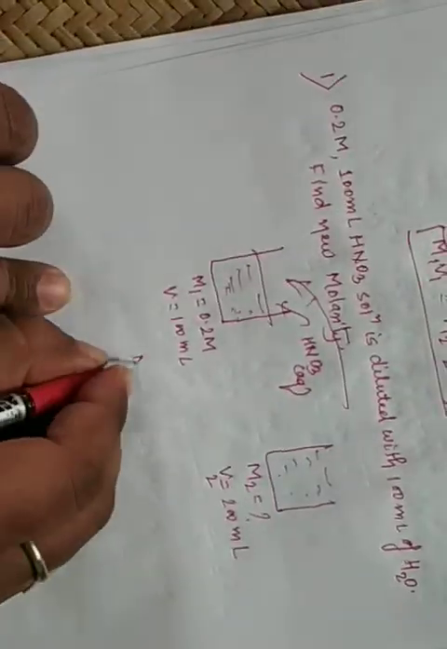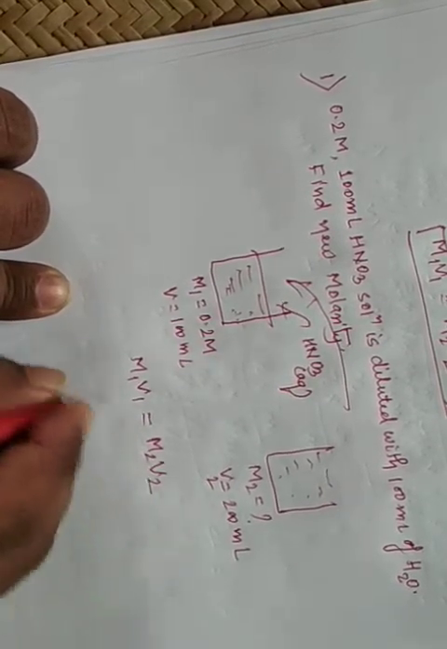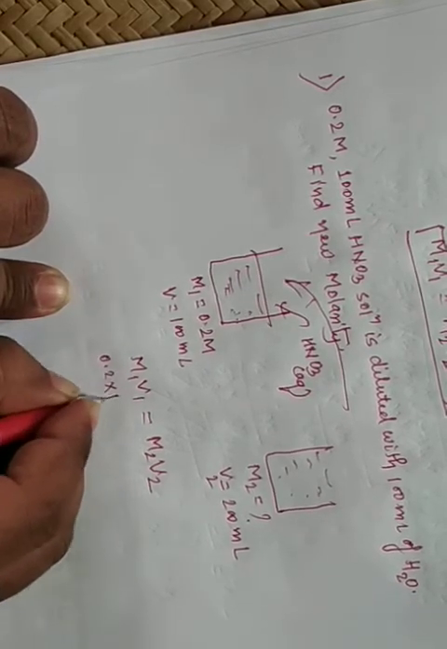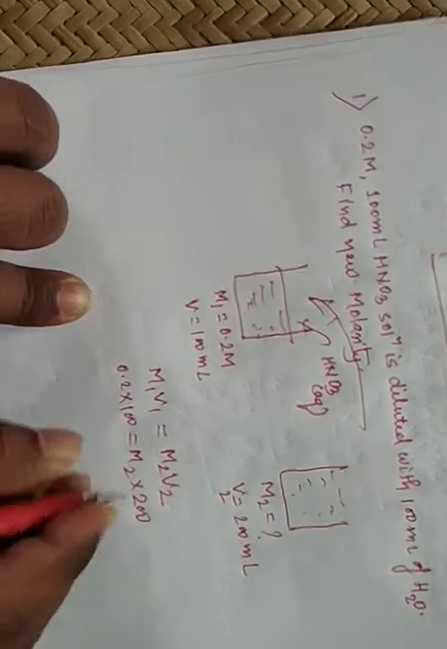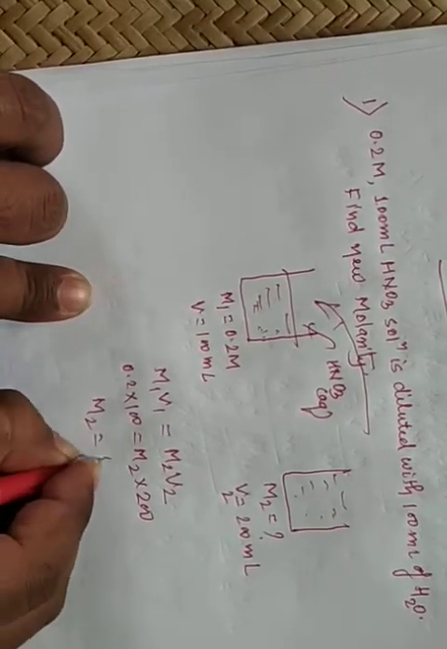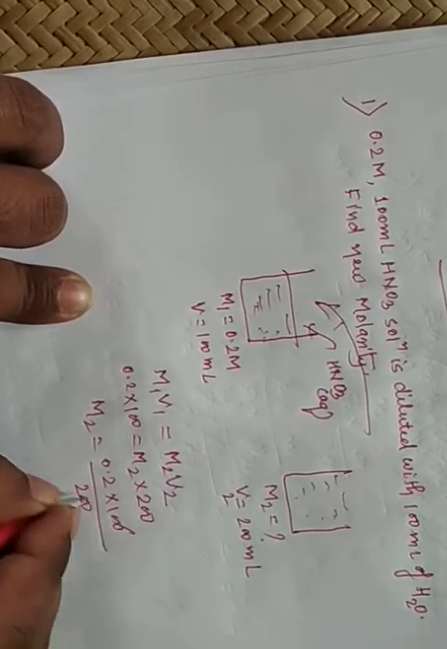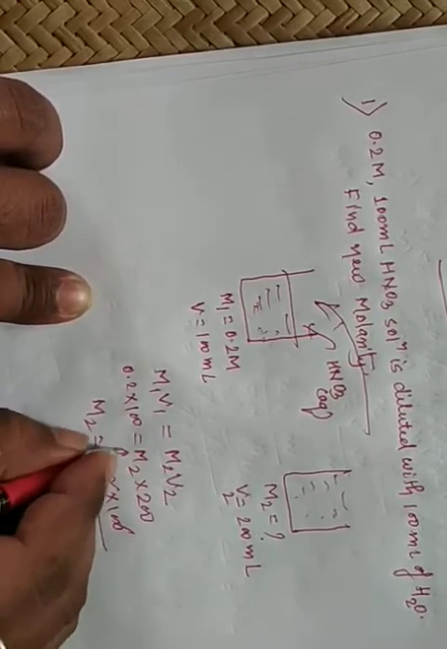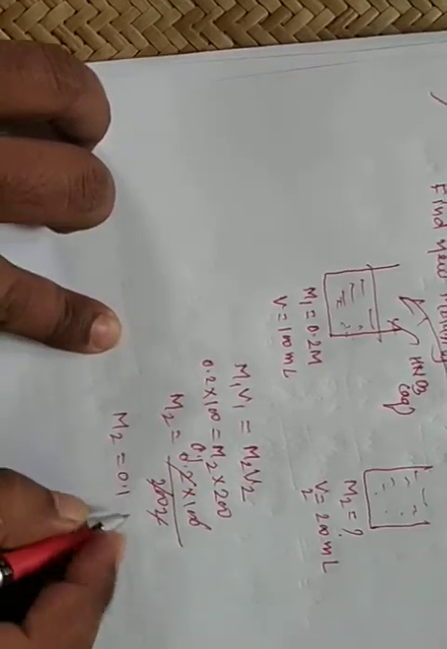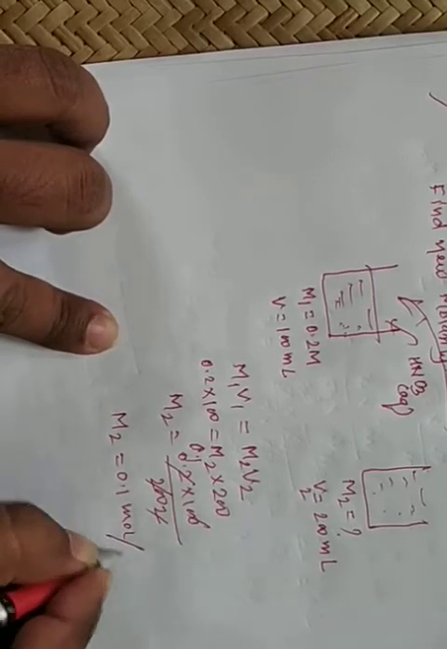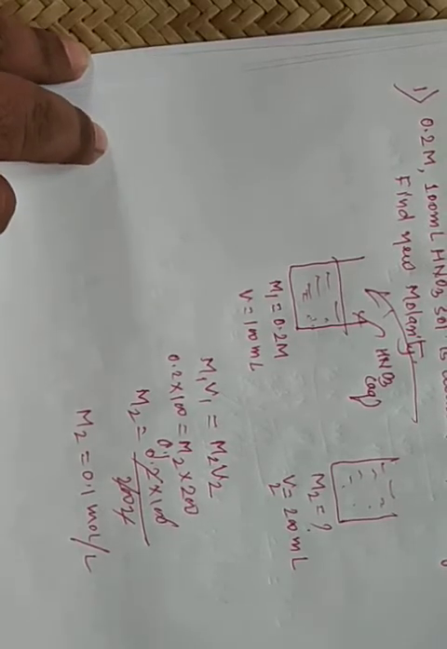So here the formula is M1V1 is equal to M2V2. M1 is 0.2, volume is 100, M2 you find, and volume is 200. So M2 is 0.2 into 100 divided by 200. 100 twos are 200, and 2 ones are 2. So the new molarity is 0.1 mole per liter. Clear? So this is the topic of molarity of dilution.